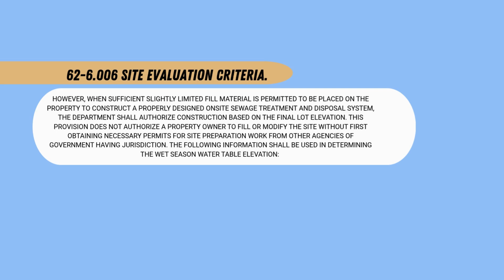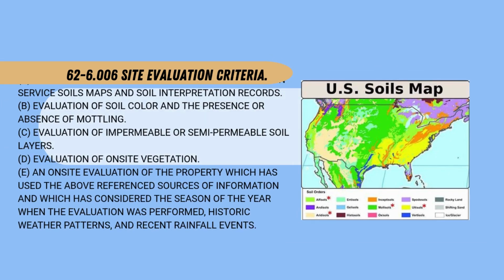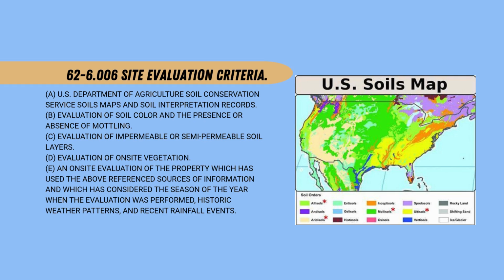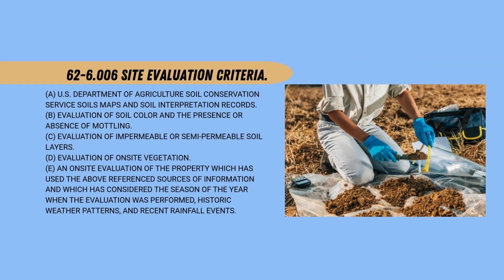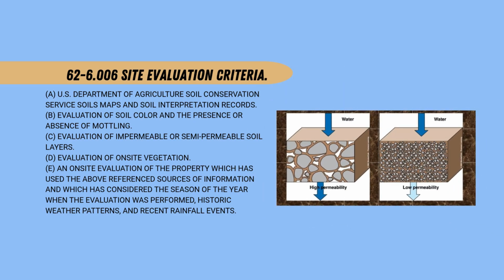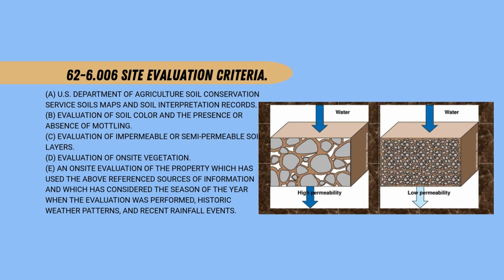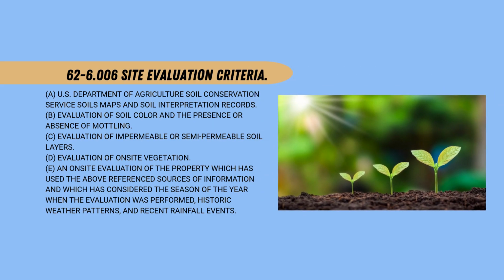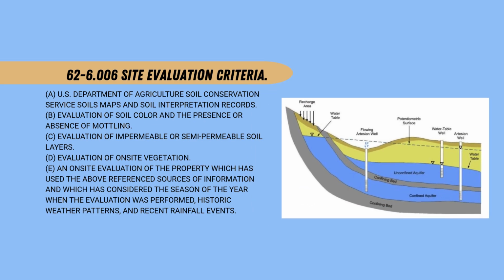The following information shall be used in determining the wet season water table elevation. A. U.S. Department of Agriculture Soil Conservation Service soils maps and soil interpretation records. B. Evaluation of soil color and the presence or absence of mottling. C. Evaluation of impermeable or semi-permeable soil layers. D. Evaluation of on-site vegetation. E. An on-site evaluation of the property which has used the above referenced sources of information and which has considered the season of the year when the evaluation was performed, historic weather patterns, and recent rainfall events.